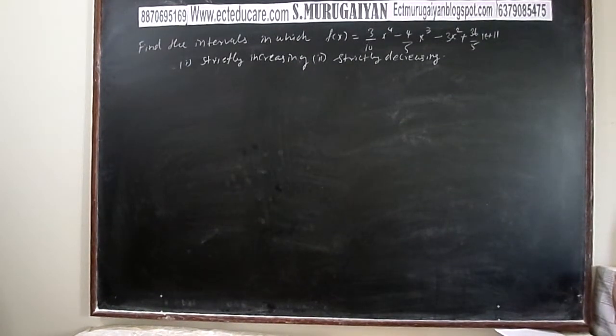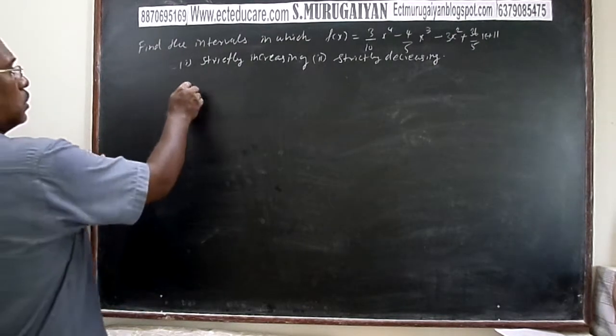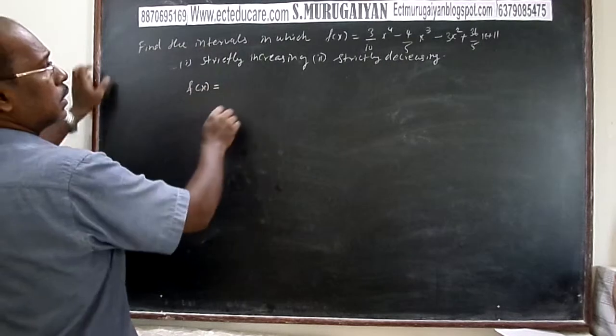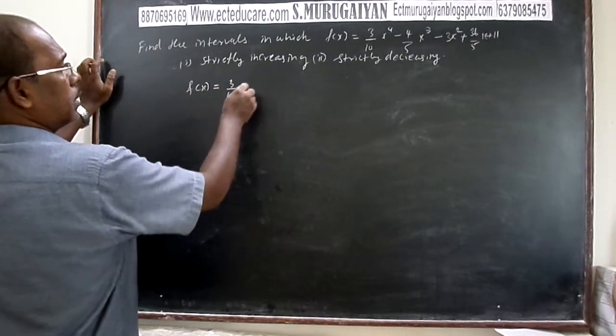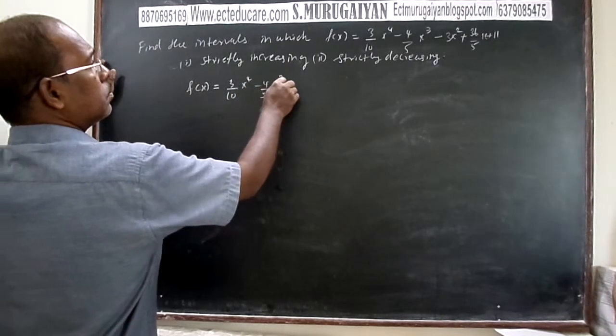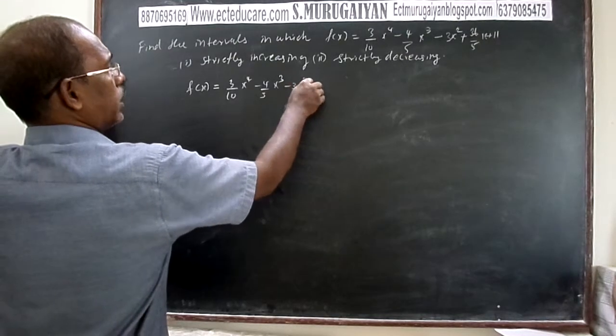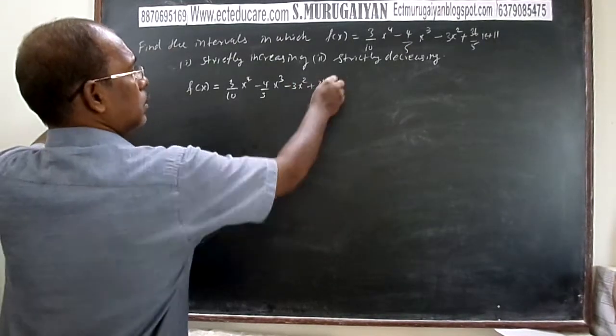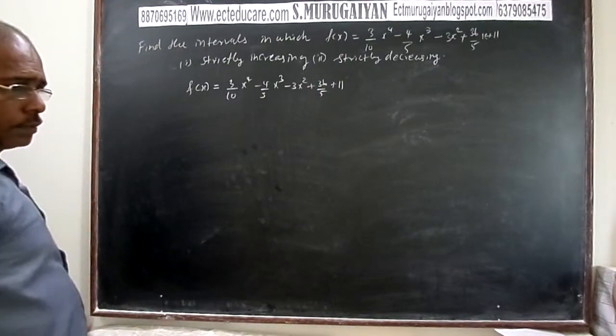The next question: find the intervals in which f(x) = 3/10 x^4 - 4/5 x^3 - 3x^2 + 36/5 x + 11 is strictly increasing and strictly decreasing. So what is given? f(x) is another polynomial function.